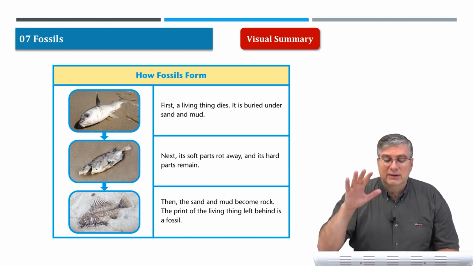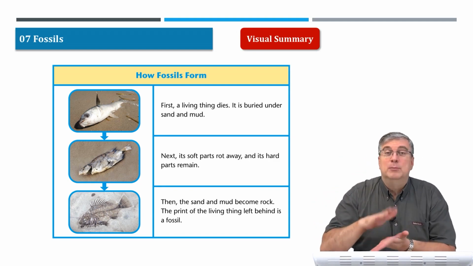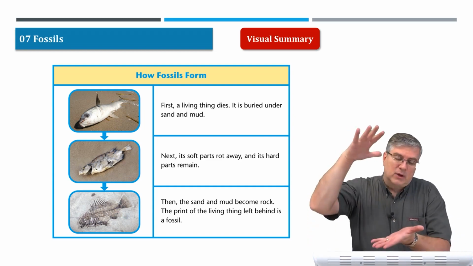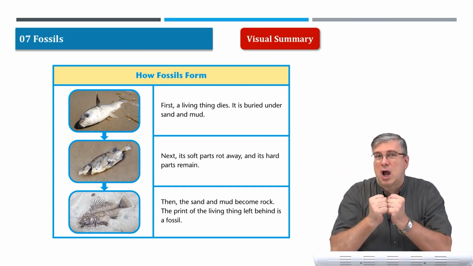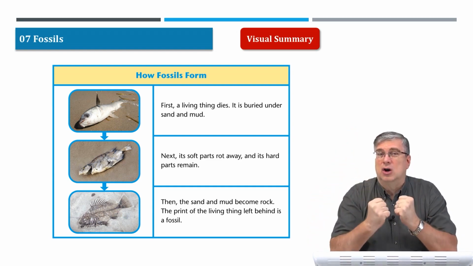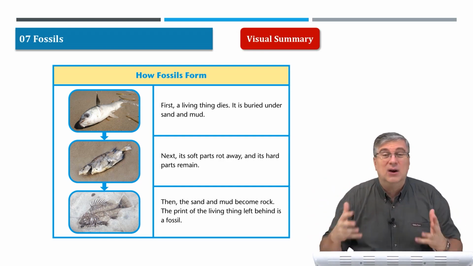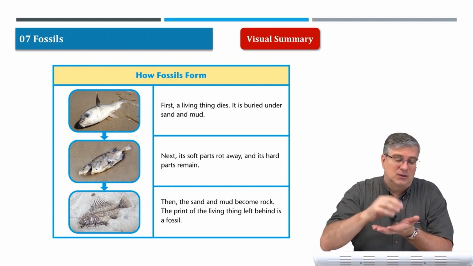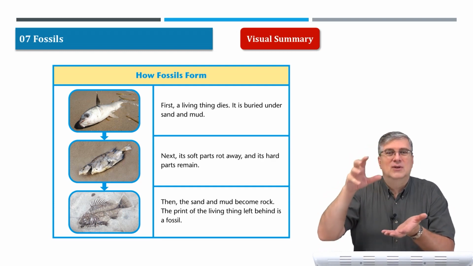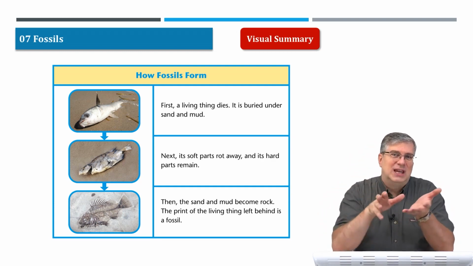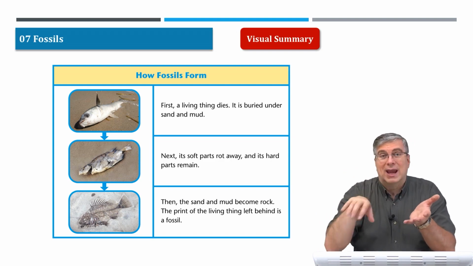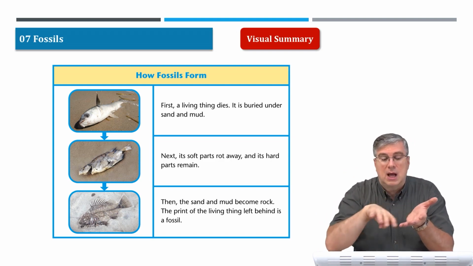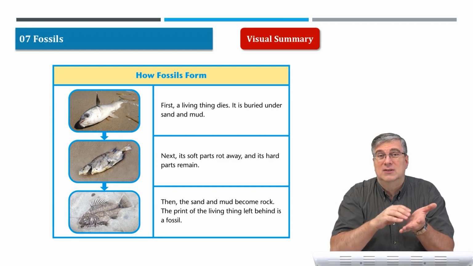The print of the living thing left behind becomes a fossil, right? Because of all that pressure, the sand and mud become rock, and rock is very hard, right? It lasts for a very, very long time. And then of course it's a fossil, but nobody can see it. But after time, maybe there are some changes in the land, and rain and water might wash away the top, and then you can find the fossil in the ground.